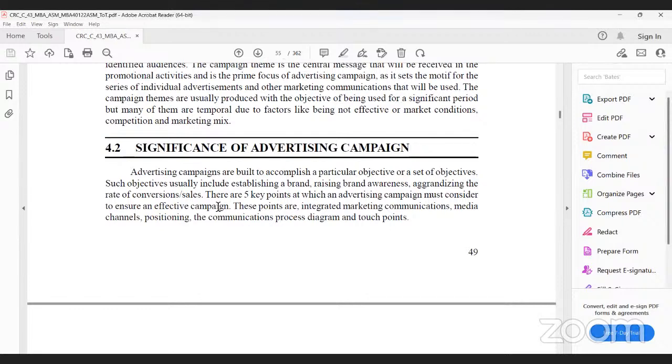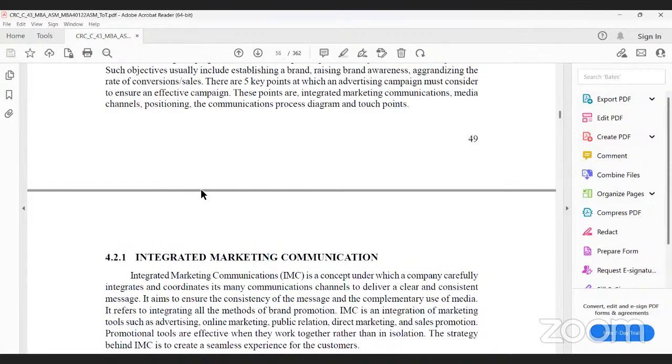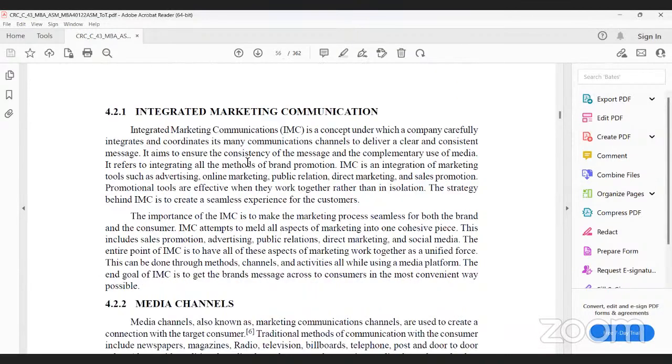Advertising campaigns are built to accomplish a particular objective or set of objectives. Such objectives can usually include establishing a brand, raising brand awareness, and increasing the rate of conversion of sales. There are five points which an advertising campaign must consider to ensure an effective campaign: integrated marketing communication, media channels, positioning, communication process design, and touch points. Integrated marketing communications is a concept under which a company carefully integrates and coordinates many communication channels, delivering clear, consistent messages.